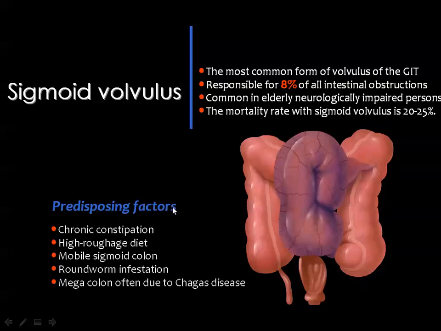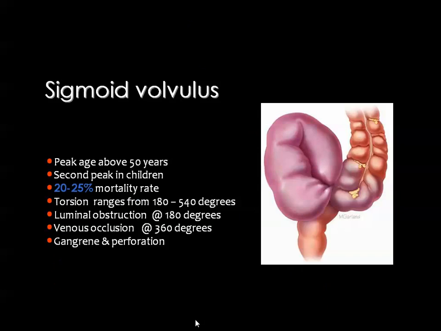These are the predisposing factors: chronic constipation, high rough diet, mobile sigmoid colon, roundworm infestation, and megacolon, often due to Chagas disease, for example. The age incidence of this sigmoid volvulus is around 50 years, and sometimes it may be seen in children, and as I have mentioned, the mortality rate is about 20 to 25% of the cases. Torsion of the colon will result in luminal obstruction in 180-degree torsion, and venous occlusion in 360 degrees of torsion, which will be followed by gangrene and perforation.